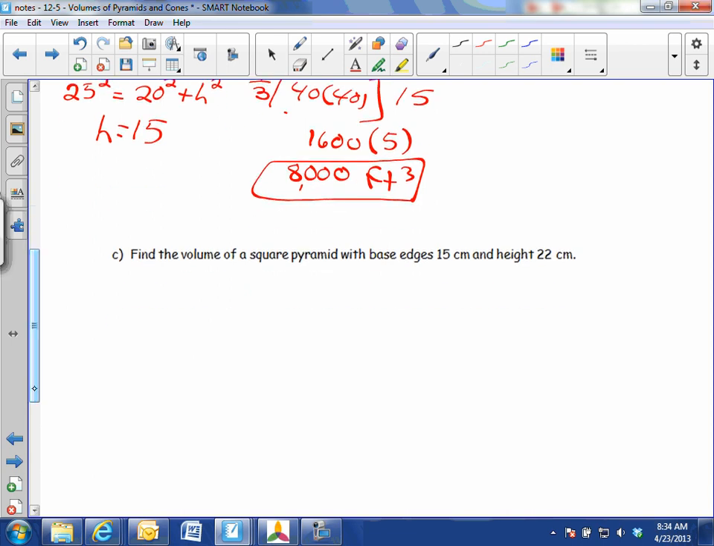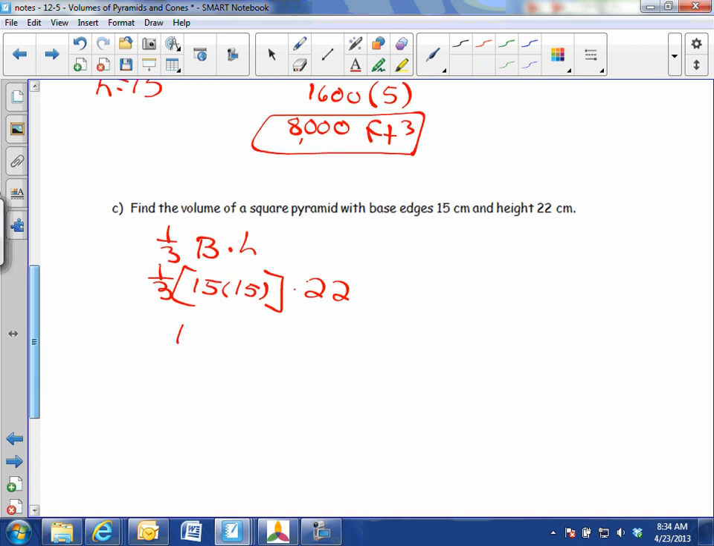Alright, C. Find the volume of a square pyramid with base edges of 15 centimeters and height of 22. What are we going to do? Find the base area, that's 15 times 15. Yeah, the big B is 15 times 15, and the height they gave us is 22. That's right. Alright, I'll take your word for it.